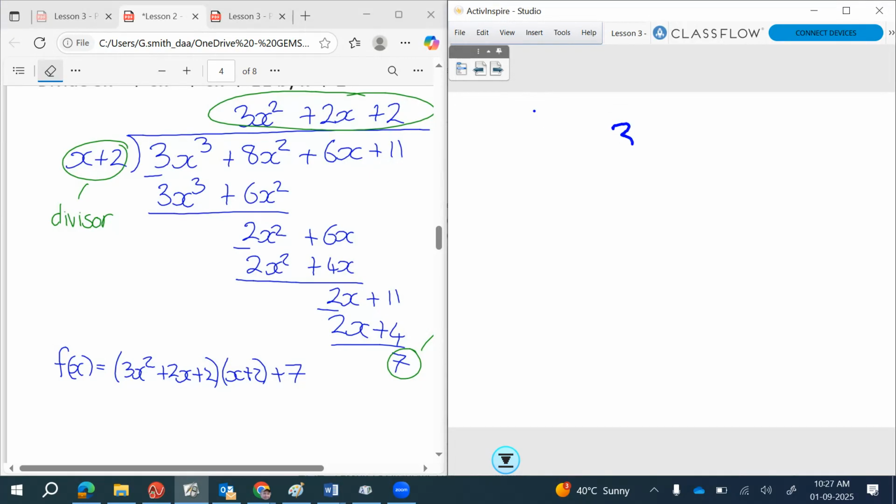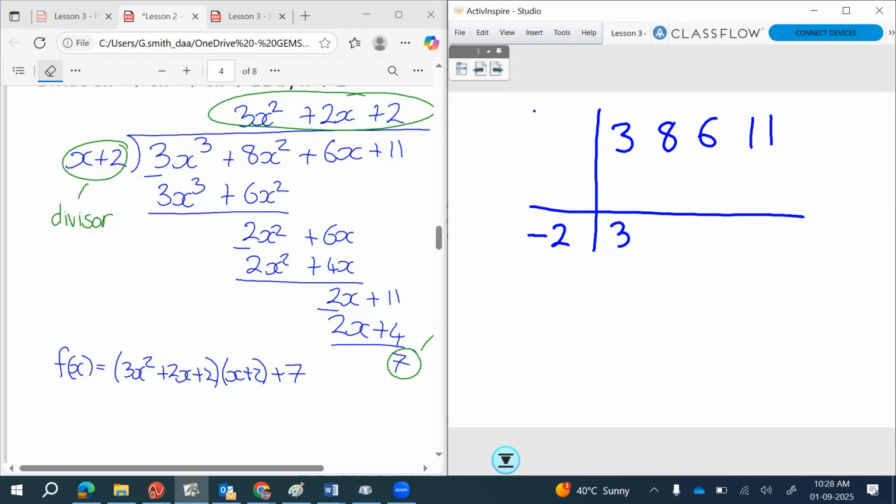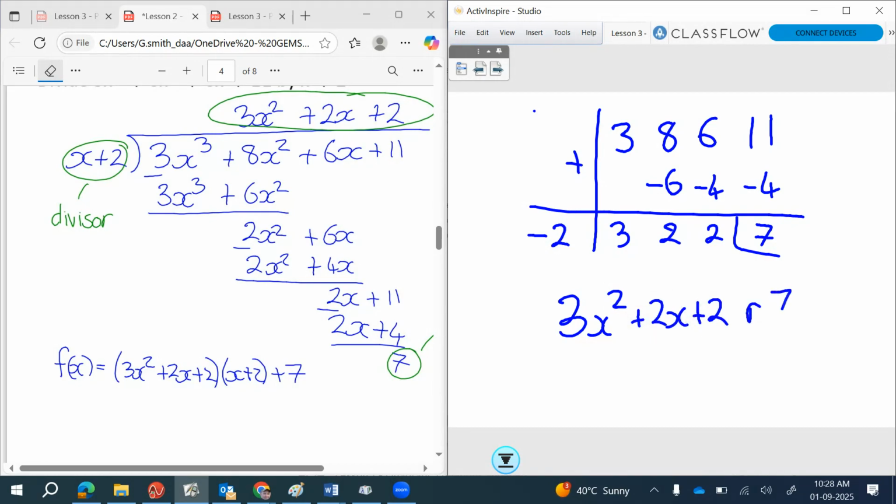We should have the numbers 3, 8, 6, 11. We are going to divide by what? Sorry, what's our minus 2? What do we do first? Bring the 3 down. Add them, multiply, add them. Remainder 7. So this is 3x squared plus 2x plus 2, remainder 7.